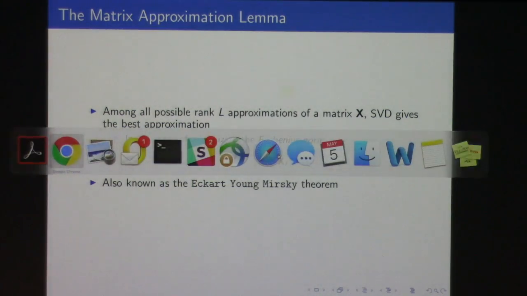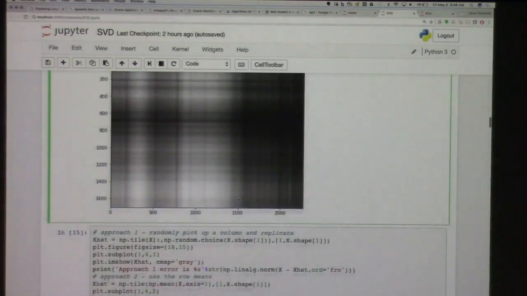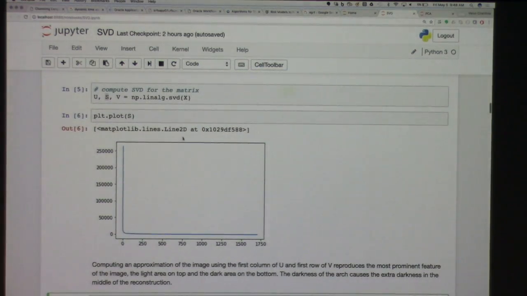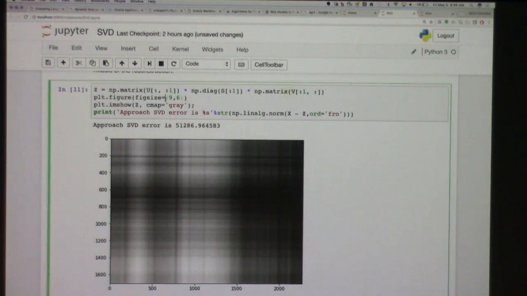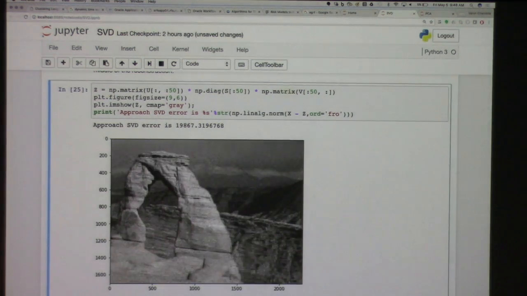So going back to this example I had, this was my original image, and I did SVD on it. Let's say I take the first 50 singular values, so L is 50. Of course the error has gone down. So this is what you get.